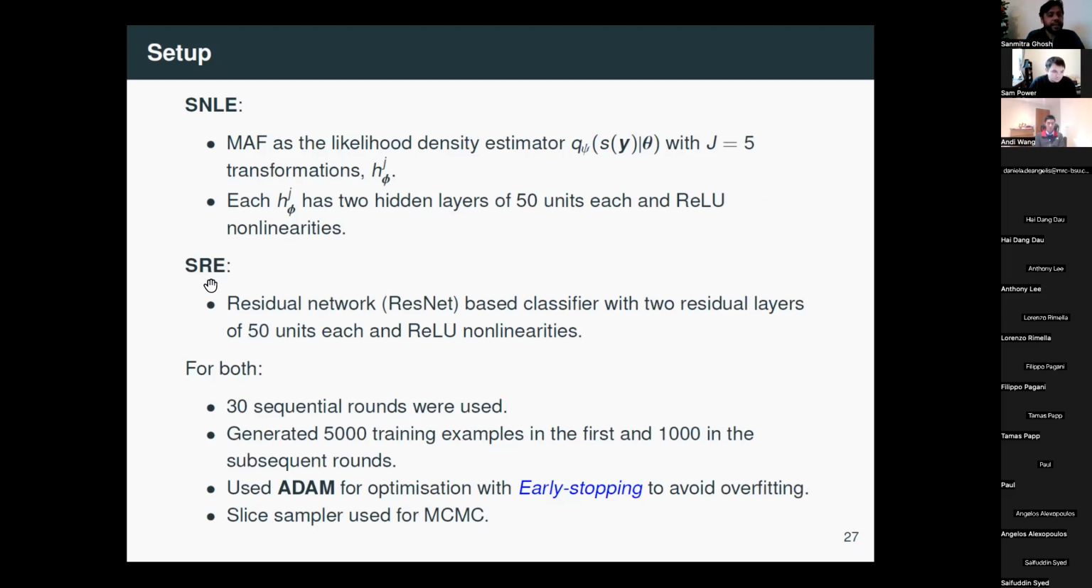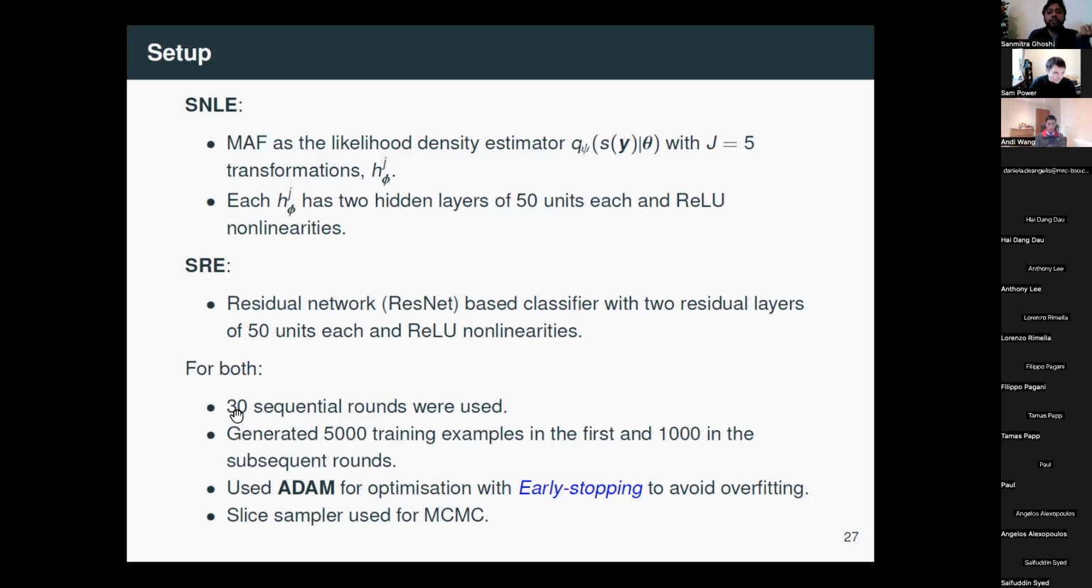For SRE, that is ratio estimation, I use the residual ResNet architecture, not very complicated, a simple ResNet architecture, so that the derivatives flow well. And again, using two hidden layers and similar kinds of units and non-linearities. Something I've kept consistent for both is that I've used 30 sequential rounds, 5,000 examples in the first round, and 1,000 examples in each sequential round.